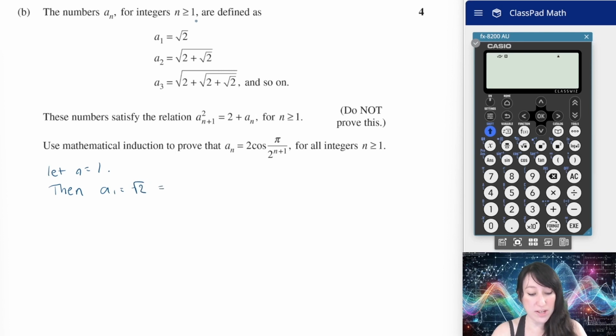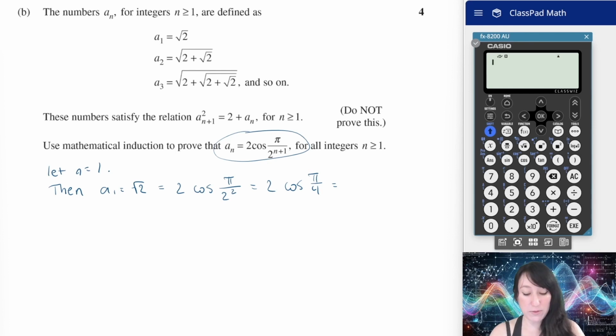So by the first definition, a1 is the square root of 2. By the second definition, that will equal 2 times cosine of pi over 2 to the 1 plus 1, which is 2. Now cosine of pi over 4 is 1 over root 2. If we rationalize, we get 2 root 2 over 2, which is equal to the square root of 2. So it's true for n equals 1.